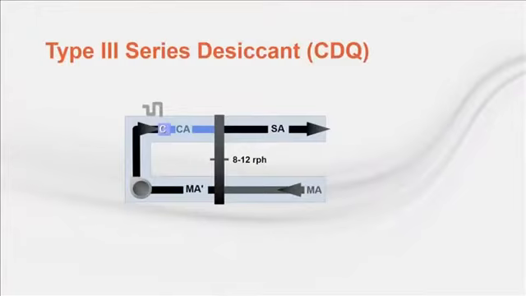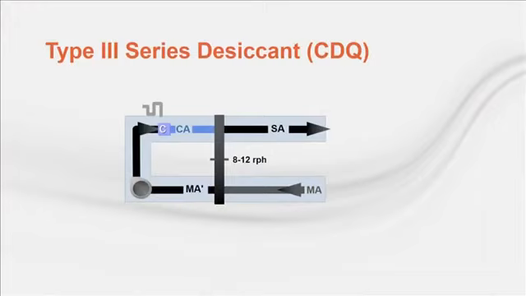The most basic CDQ configuration places the wheel in series with a cooling coil. The upstream half of the wheel desorbs moisture to the mixed air stream, while the downstream half adsorbs moisture from the supply air stream. This series approach puts all of the dehumidification work on the cooling coil. The cooling coil now becomes a better and more efficient dehumidifier. Let's step through the process with an example.